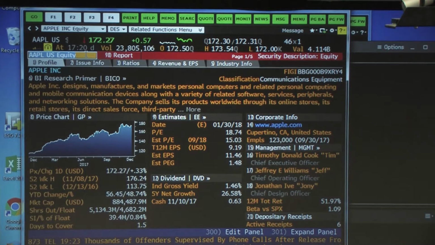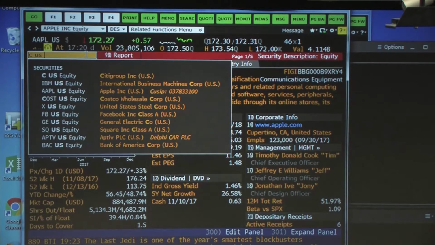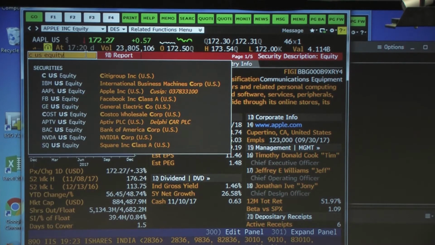So can anyone else give me a different security instead of Apple? Think unique. Citigroup. So can you tell me Citi's? It's a letter C, exactly. So how do we enter it in? Yeah. Okay. So the ticker is C, the region is, and what type of security? So yeah, basically make sure to follow those three steps.